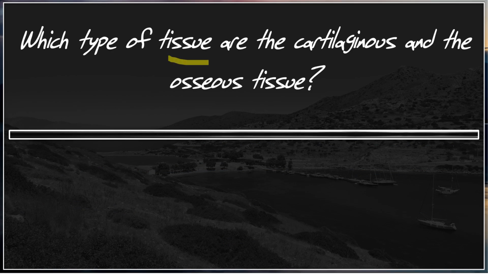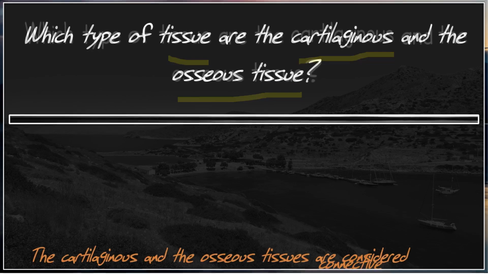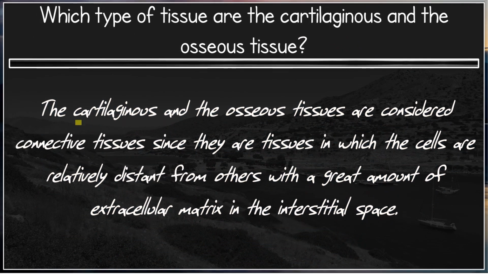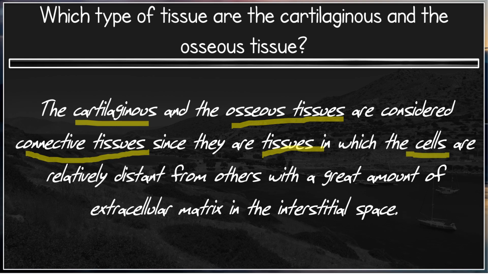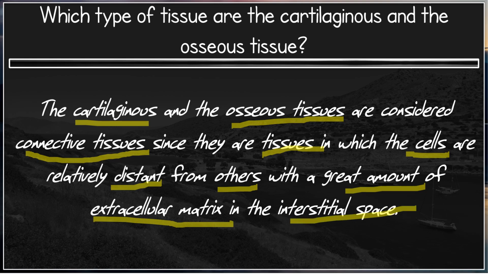What type of tissues are the cartilaginous and the osseous tissues? Cartilaginous and osseous tissues are considered connective tissues since their cells are relatively distinct from each other, with a great amount of extracellular matrix in the interstitial spaces.